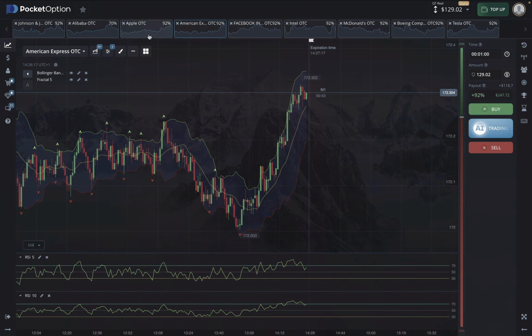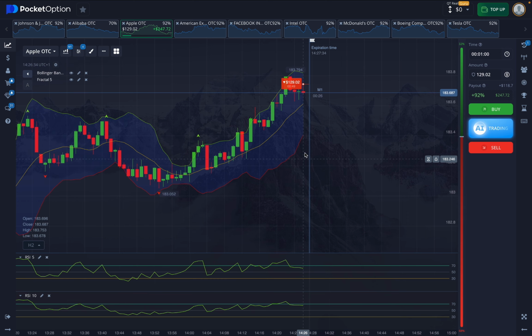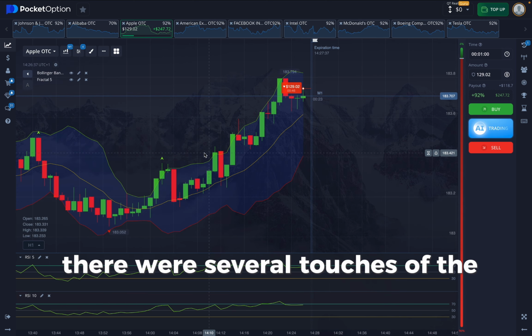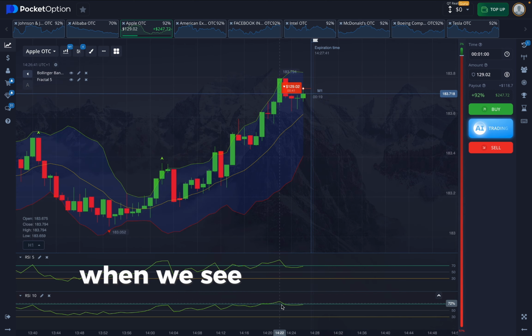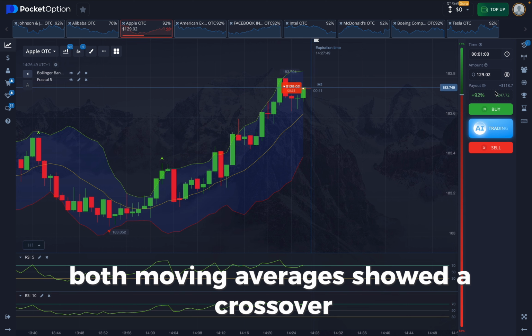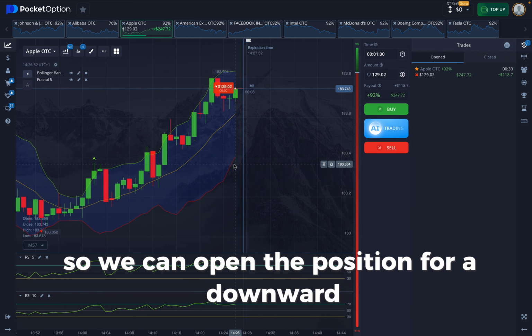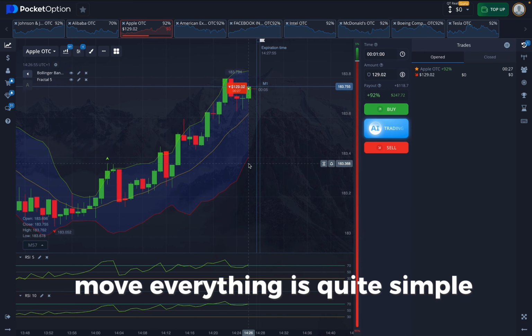The entry point didn't take long, and here, as in the previous trade, we are opening a position against the trend direction. It follows the same logic as before. There were several touches of the upper Bollinger Band, but we open the position when we see the exit from the overbought area from top to bottom. Both moving averages showed a crossover, so we can open the position for a downward move. Everything is quite simple. Let's watch the result.